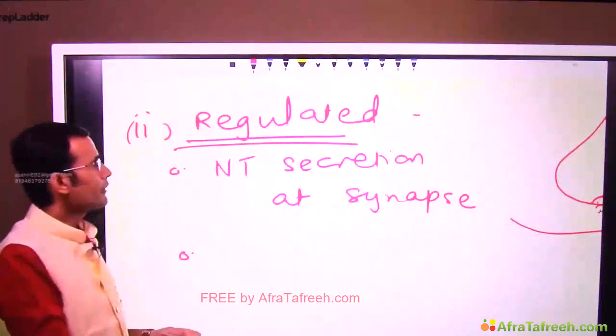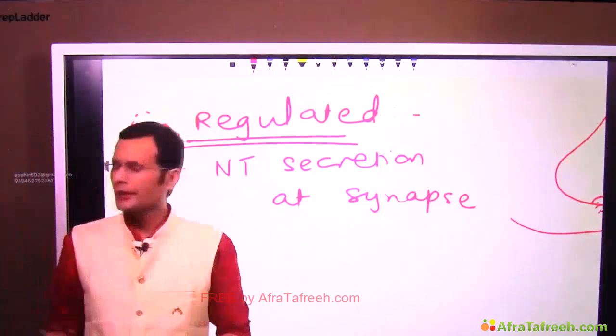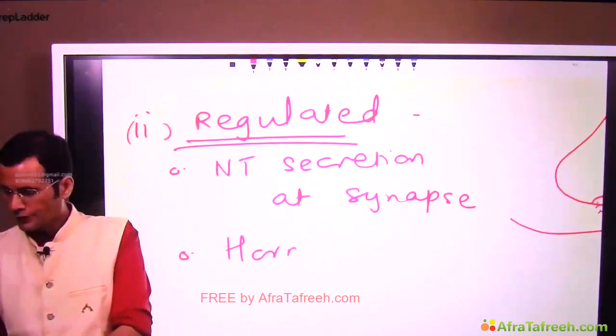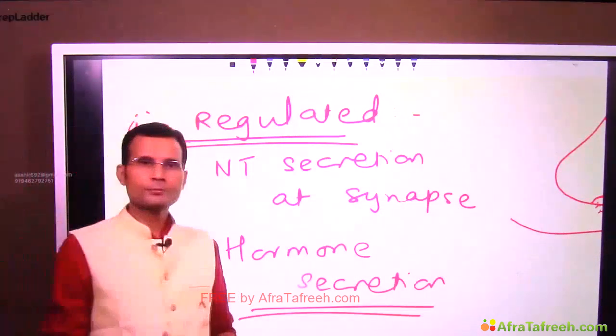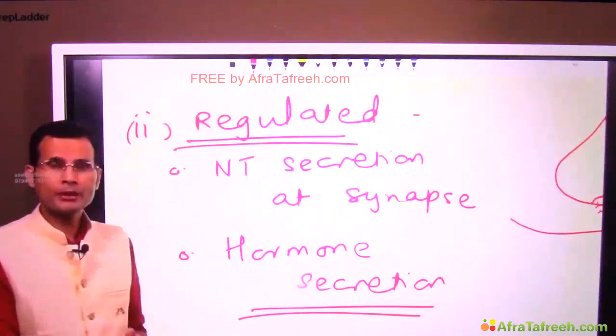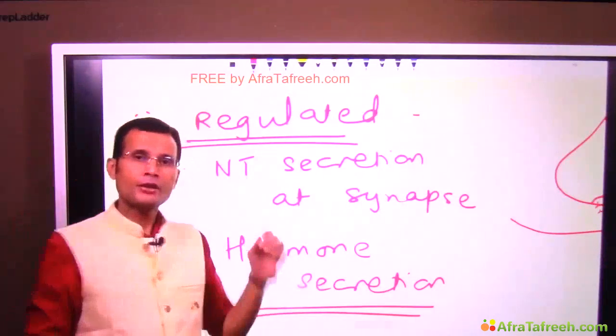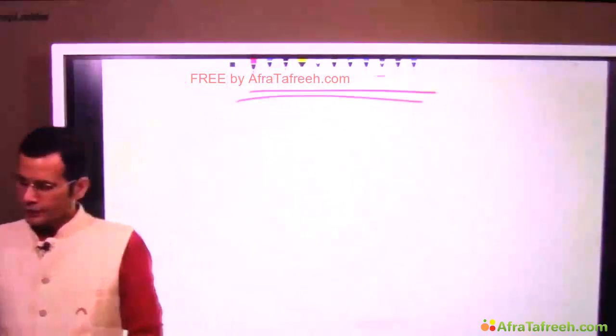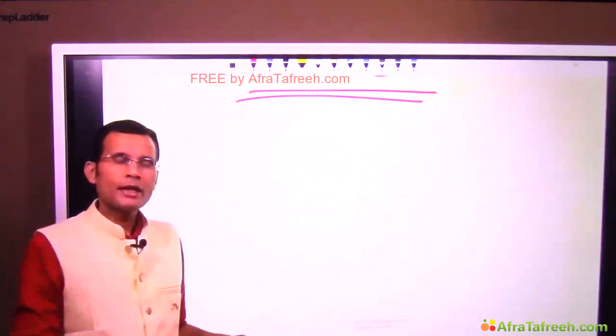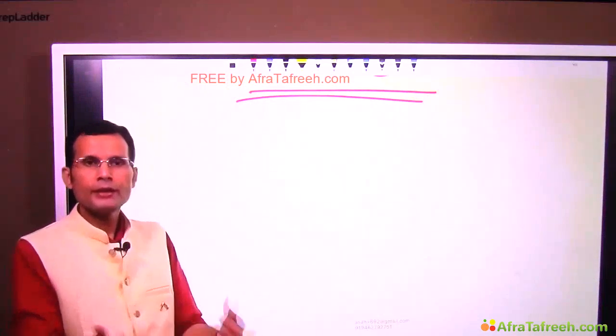That's the example of regulated exocytosis, or let's say hormone secretions. Most of the hormones are secreted by regulated exocytosis. Insulin secretion by the pancreatic beta cell, that's a regulated exocytosis. Right. So these were the types of exocytosis.